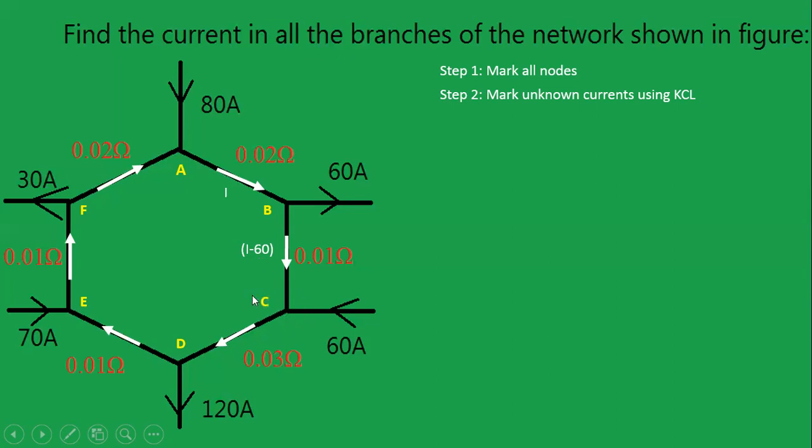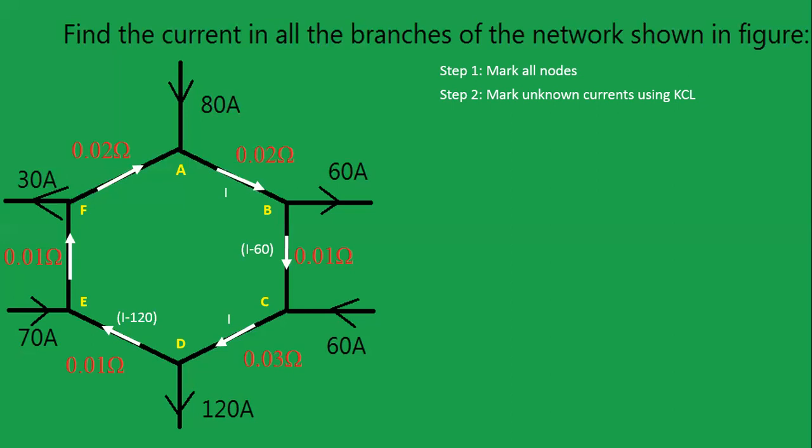Similarly, at node C, if we apply KCL, I minus 60 is incoming current. Another 60 amperes is also incoming current. So I minus 60 plus 60 will give us I as the current flowing from C to D. If we apply KCL at this node D, I is the incoming current, 120 amperes is the outgoing current. Current from D to E is outgoing current here. So I minus 120.